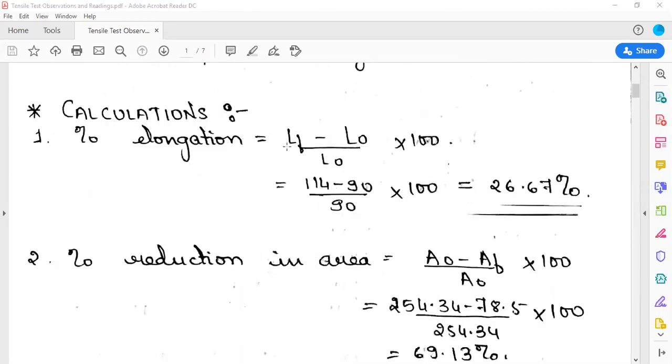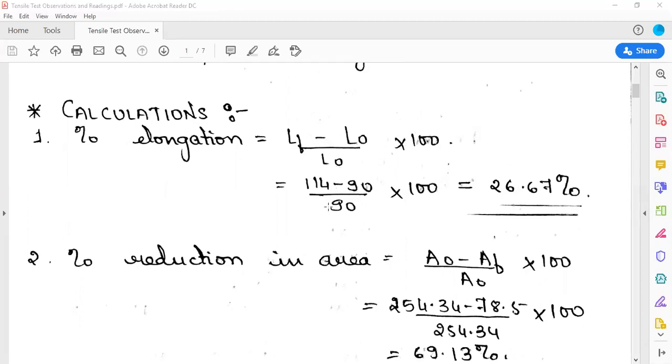Elongation is nothing but, for example, if you take a strain, how are you going to measure the strain? Strain is nothing but change in length to original length. Here the change in length is final length minus original length, divided by original length, which is denoted by L naught. Percentage elongation is nothing but the strain measured in the specimen, change in length to original length. Substitute the final length of the specimen and the original length of the specimen.